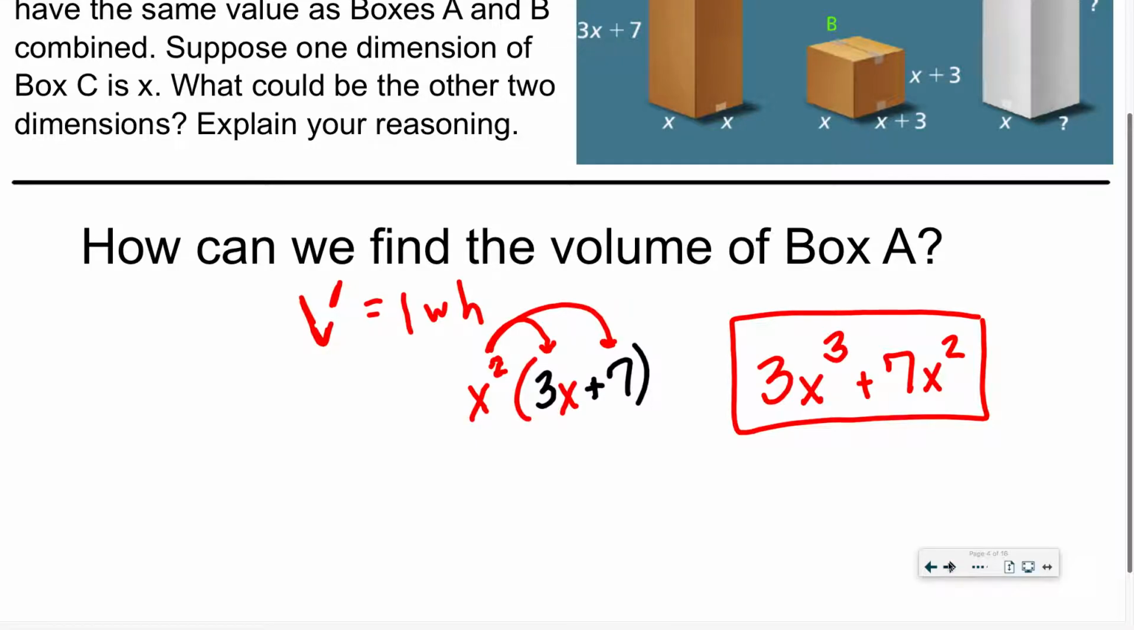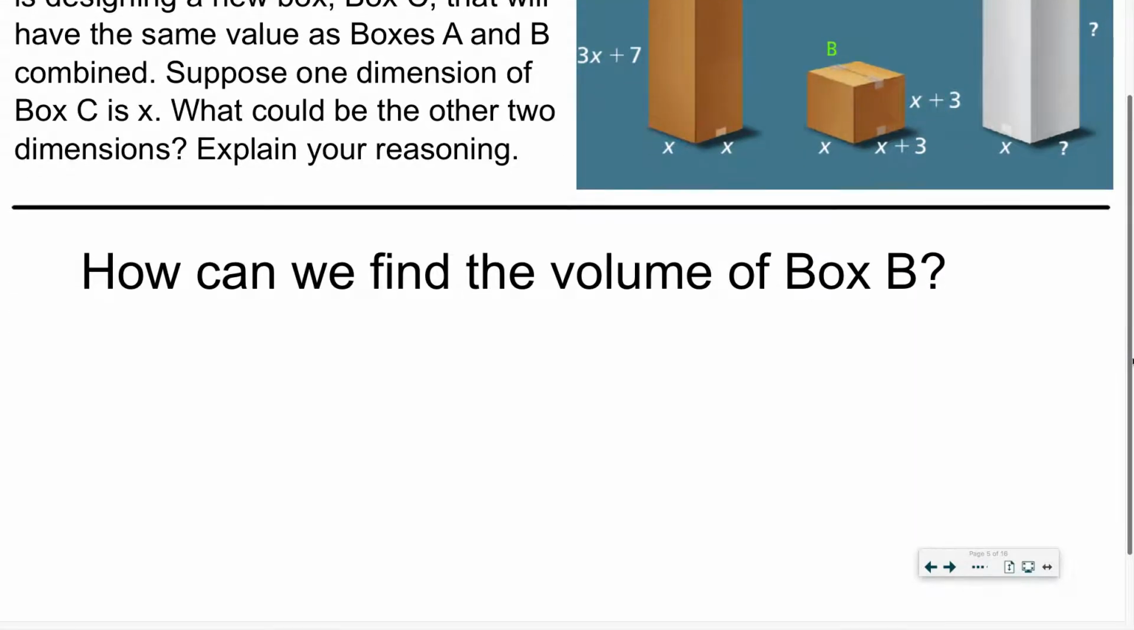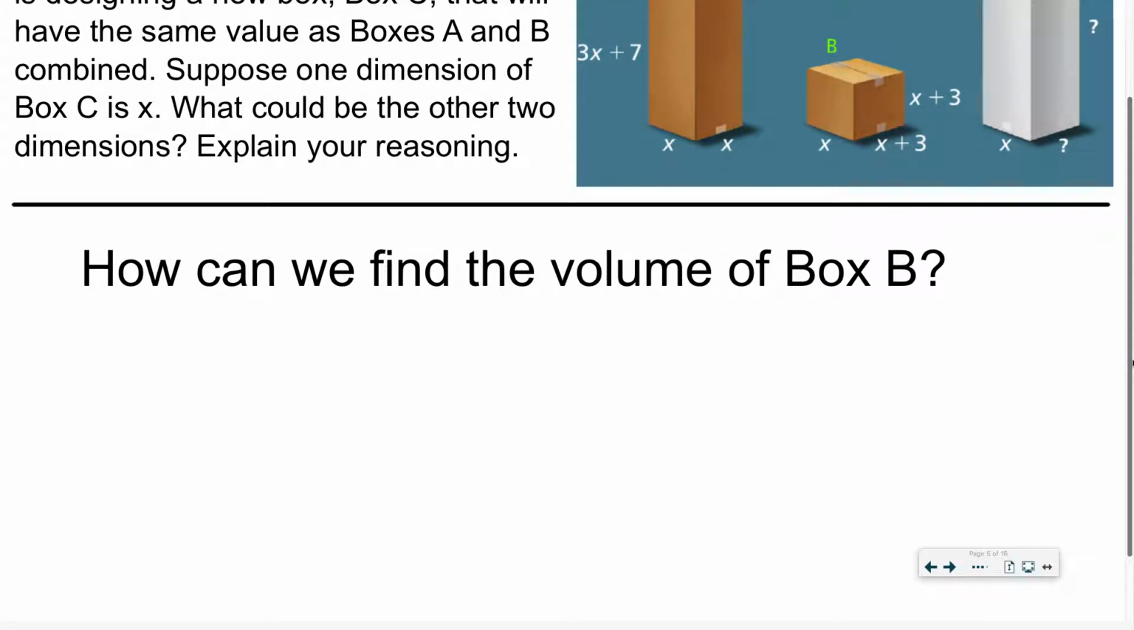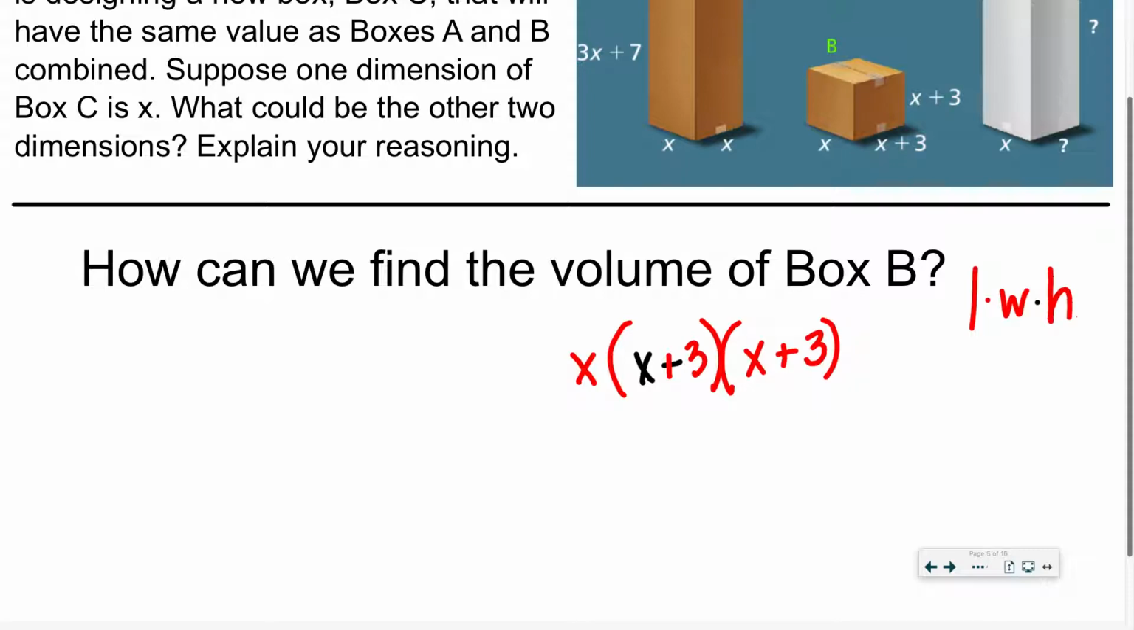Now, what would we get for the volume of box B? What would we multiply? So again, if we're finding the volume and we're multiplying the length times the width times the height, I have the length of x, the width of x plus 3, and the height of x plus 3. How can I multiply that? Where would you begin if you had to multiply something like that?